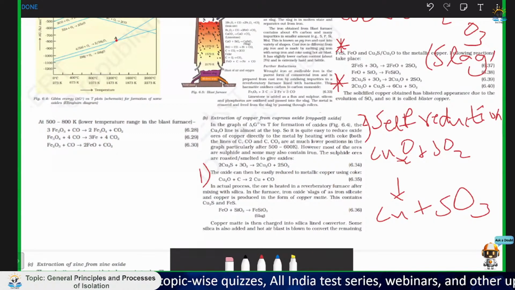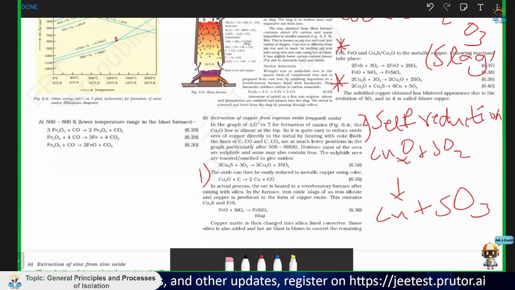If your impurity is an acidic oxide, you're going to add a basic flux like CaO. In the earlier case, if you have non-metal impurities like sulfur oxide, sulfur, phosphorus, those are acidic impurities, so you're going to add a basic flux, CaO, to get the slag.